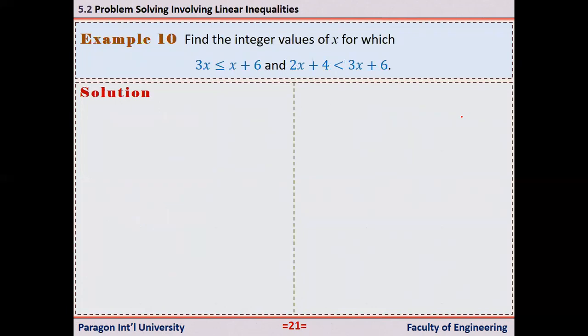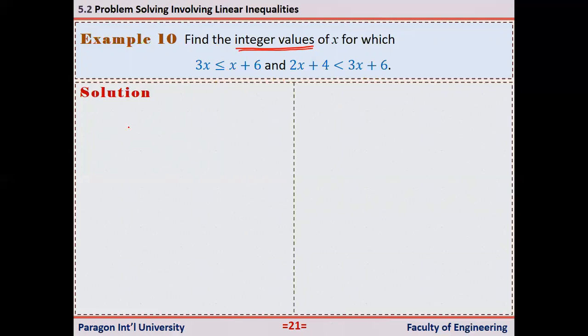Next example, find the integer values of x for which 3x is less than or equal to x plus 6, and 2x plus 4 is less than or equal to 3x plus 6. Here, first we have to solve this, and the question is to find the integer values, right? So we need to pick only integer values among all the solutions of this inequality.